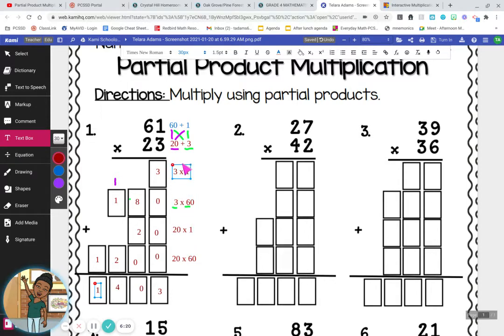Show your thinking on the side. I want to see what you're multiplying to get your products over here. And then, of course, your final answer, your final product. Let's do one more together.